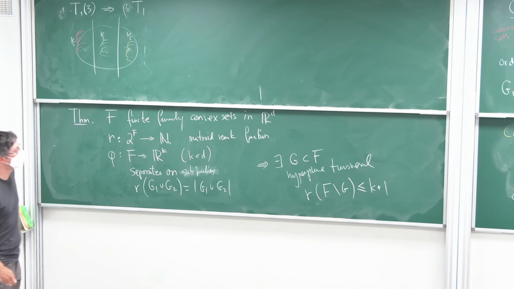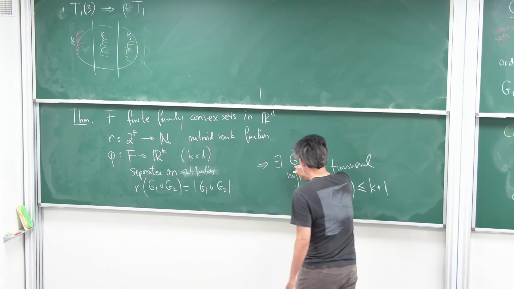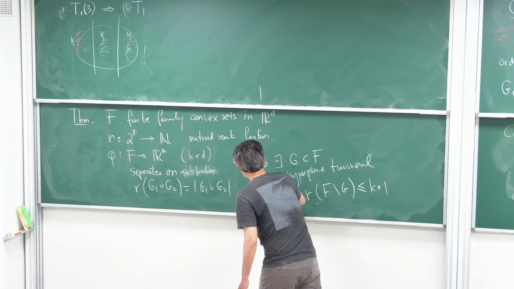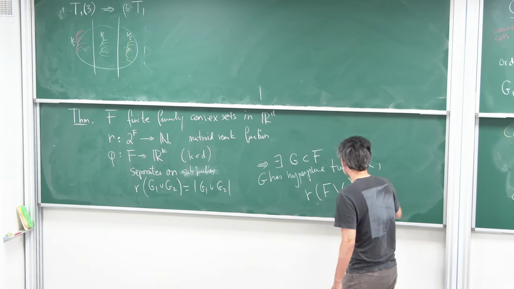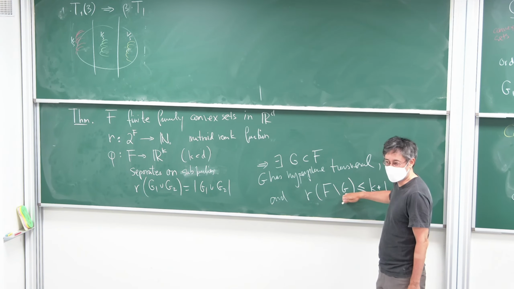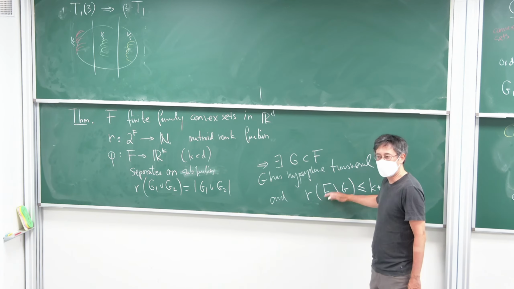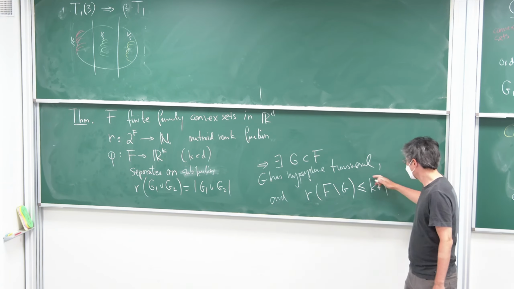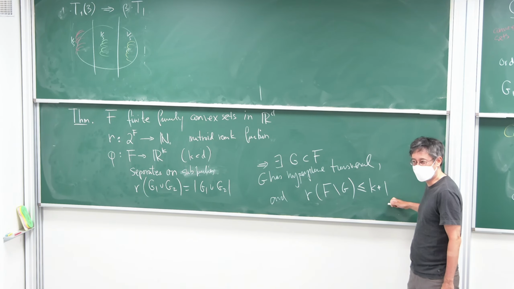But when you say hyperplane transversal, is the definition of that just the rank function of this? No. There exists a family G, and G has a hyperplane transversal, and G is large in the sense that when you remove it, the rank drops below k plus 1.